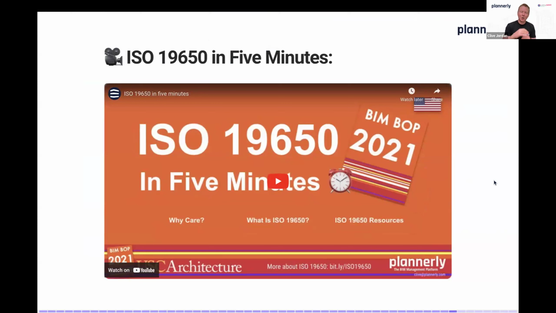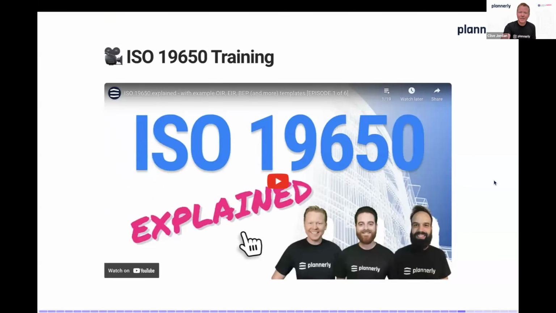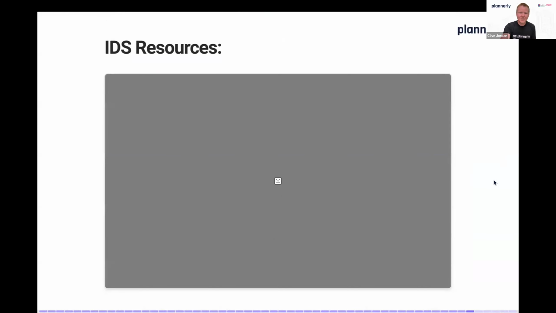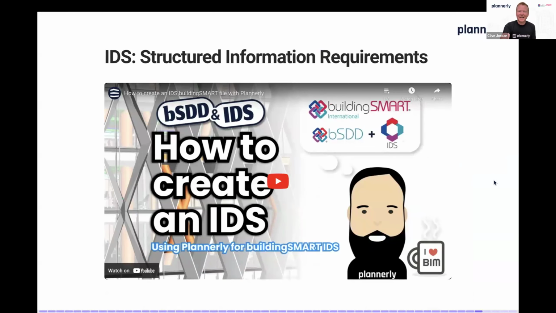I mentioned this overarching framework that is starting to become the international building information modeling and information management standard, which is the ISO 19650. A 5-minute video here about why we should care and what it means to us. That will be another link. If you're interested in more detail on that ISO 19650 workflow, here are some training videos. There's actually a 6-series episode of this. More IDS resources that I will share, and also lots more about the Building Smart Data Dictionary and how you can use that in your workflow to create IDS.